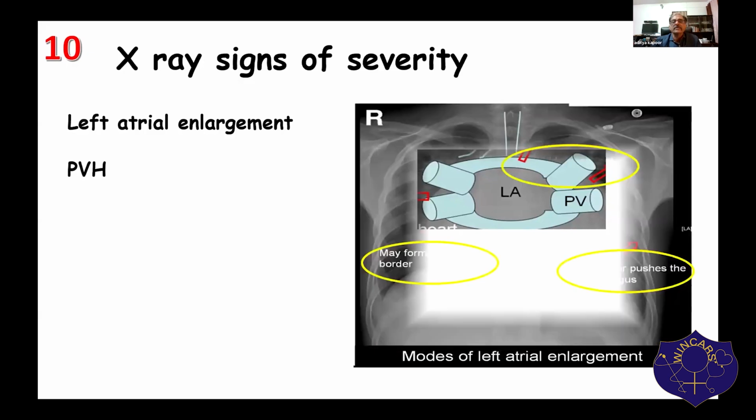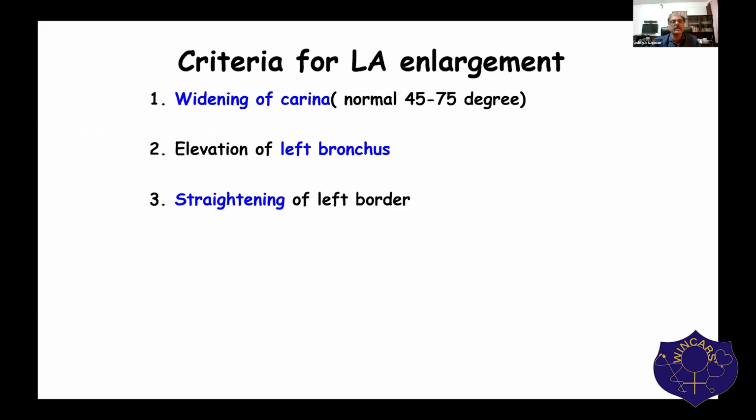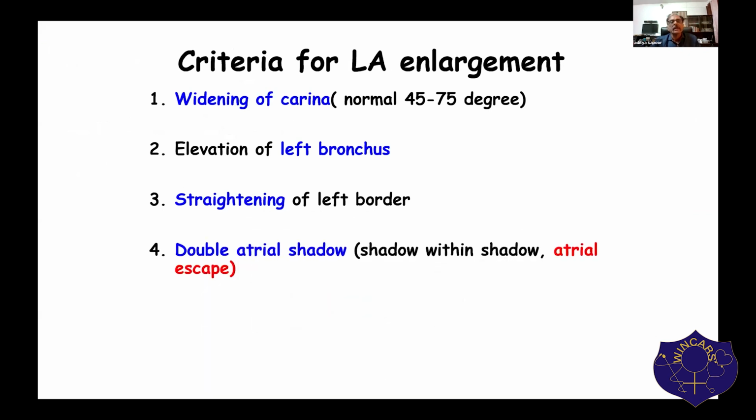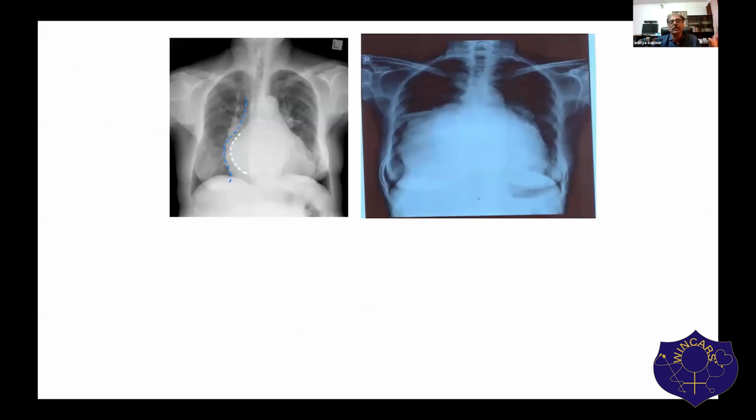X-ray signs we have discussed: left atrium enlargement. Remember, the LA on the X-ray very rarely enlarges inferiorly. It might go to the right, might go above to distend the carinal angle, might go posteriorly and indent the esophagus on the barium swallow. Rarely goes inferiorly. So widening of carina, elevation of left bronchus, straightening of the left border. Important historical things: double atrial shadow. Grade 1 is just a double contour. Grade 2 is the LA touches the right atrial border, and grade 3 is LA overshoots the right cardiac border. So extreme examples of mild or extreme LA enlargement.